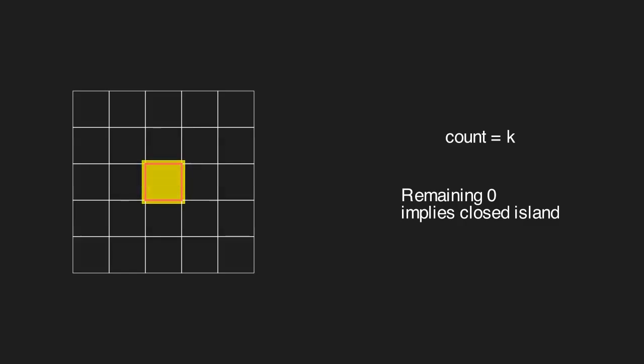Suppose the scan reaches an interior cell R, C whose current value is 0. By the phase 1 invariant, this cell belongs to a closed island. It has not been visited during phase 2, because visited cells are changed to 1. Therefore this 0 identifies one previously uncounted component, so the update is count equals count plus 1.